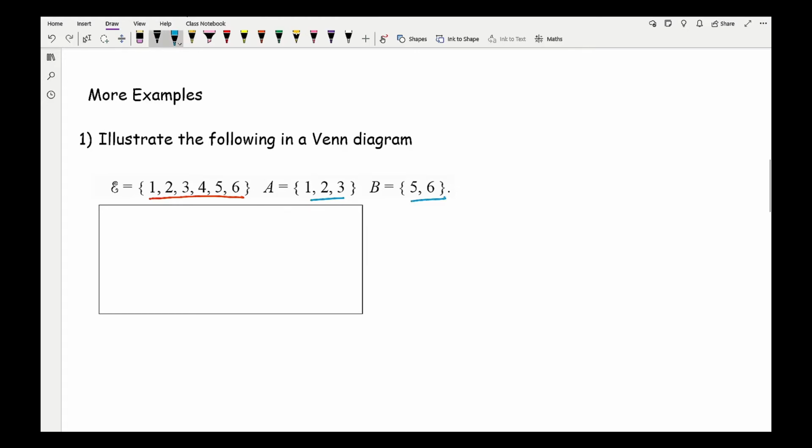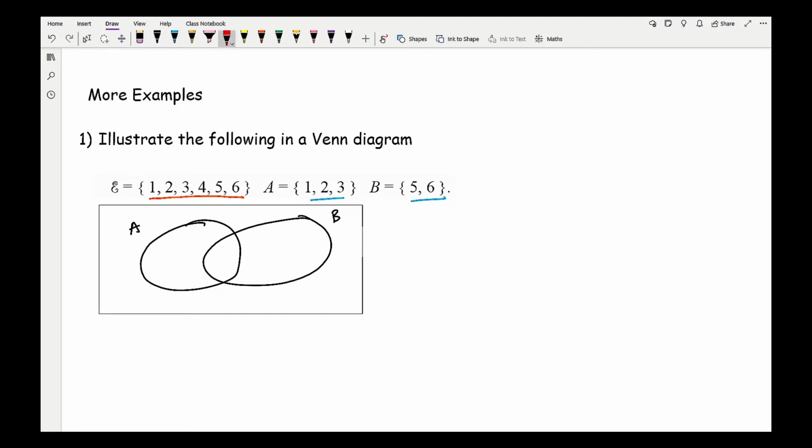Now typically whenever you see two sets, it's quite common for students to draw one circle and then another circle. We're going to call this A and we're going to call this B. Now when you are completing a Venn diagram, I strongly recommend you always start in the middle. The middle section includes numbers that appear in both A and B, and looking at these two sets of numbers, there are no numbers that appear in A that also appear in B.